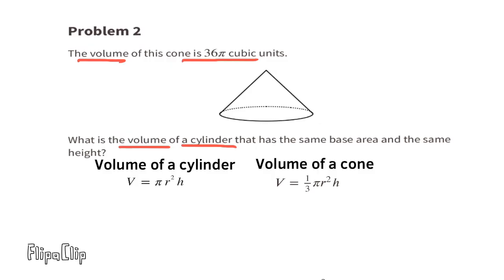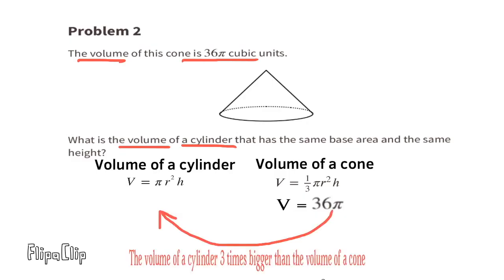The above information tells us that the volume of the cone is 36 times pi cubic units. And the volume of a cone is 1/3 the volume of a cylinder. So the volume of the cylinder would be 3 times greater than the volume of the cone, or 3 times greater than 36 times pi. 3 times 36 is 108. So the volume of the cylinder would be 108 times pi, or 108 pi.